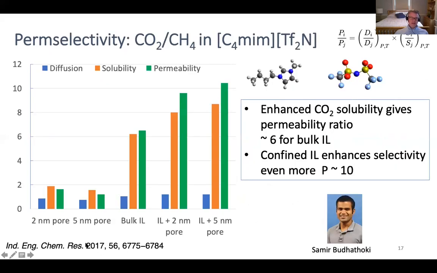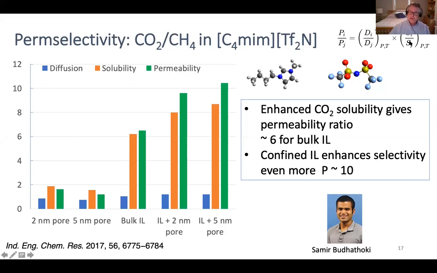So what my student Samir did was go ahead and do those kinds of calculations for different types of supported ionic liquid systems and see what he got for permeability ratio. So this is the permeability ratio over here, P_i over P_j. Here we're doing CO2 over methane in this particular ionic liquid. So let me walk you through what this graph shows. What he did first was he took just empty 2 nanometer slit pores of graphite. He calculated the diffusivity ratio, the ratio of CO2 to methane diffusion, and it's about 1. There was no real selectivity. The diffusivities are about the same.